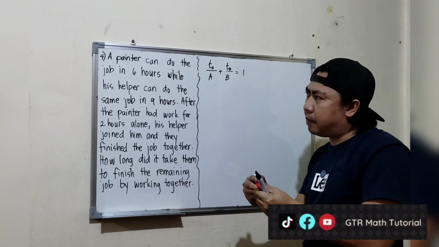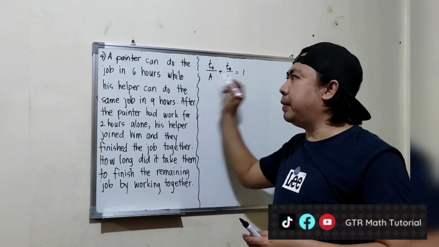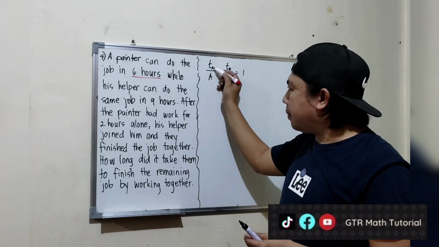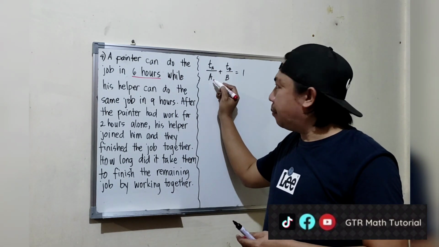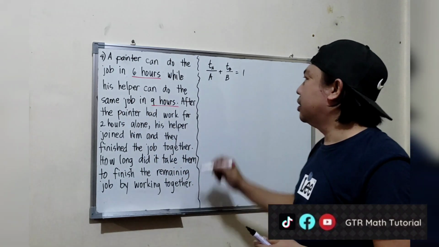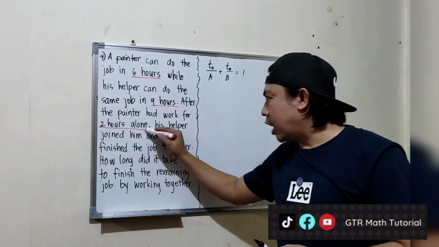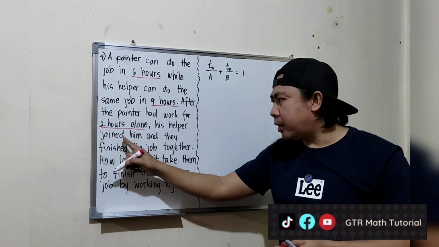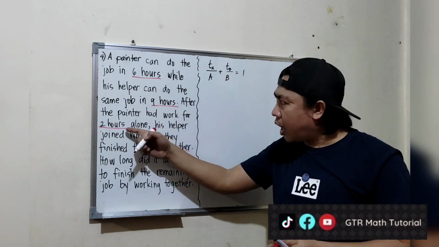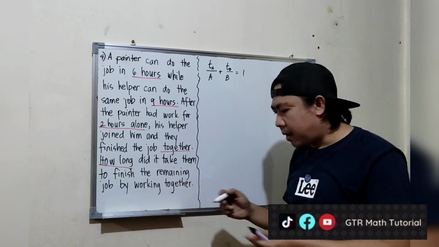Okay, so let's analyze the problem. So given painter is for letter A and then his helper is for letter B. So the painter can do the job in 6 hours. So ang rate ni painter ay 6 hours. Okay? So his helper can do the same job in 9 hours. So this is 6 and this is 9. After the painter had worked for 2 hours alone, so nauna si painter 2 hours alone, his helper joined him and they finished the job together. Nauna ng 2 hours si painter. So how long did it take them to finish the remaining job by working together?